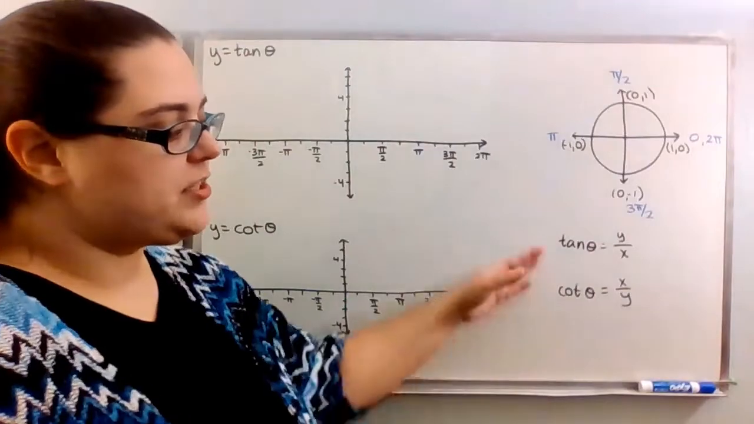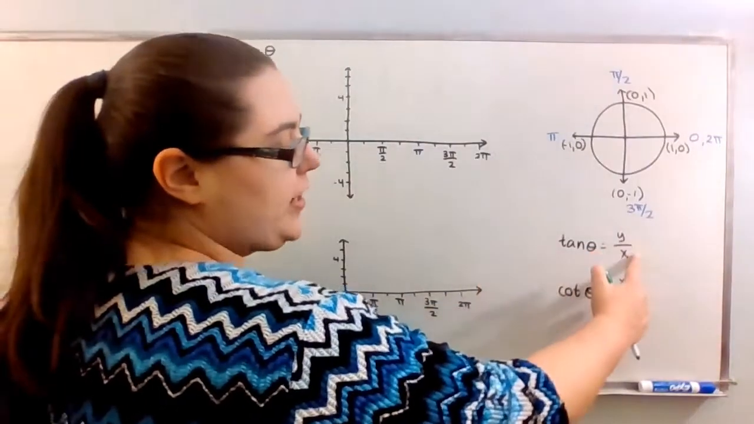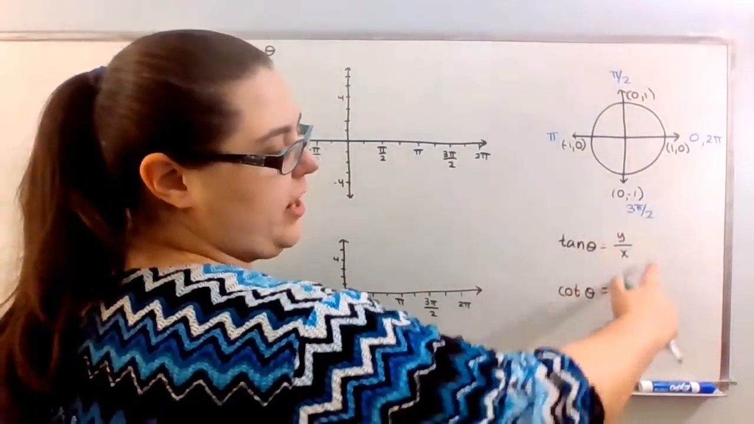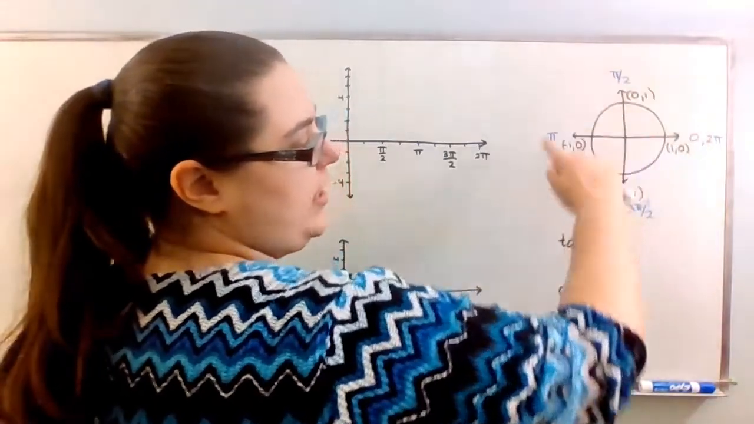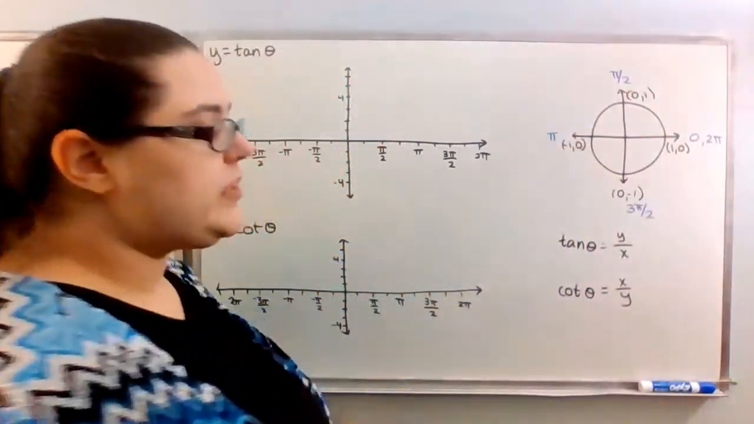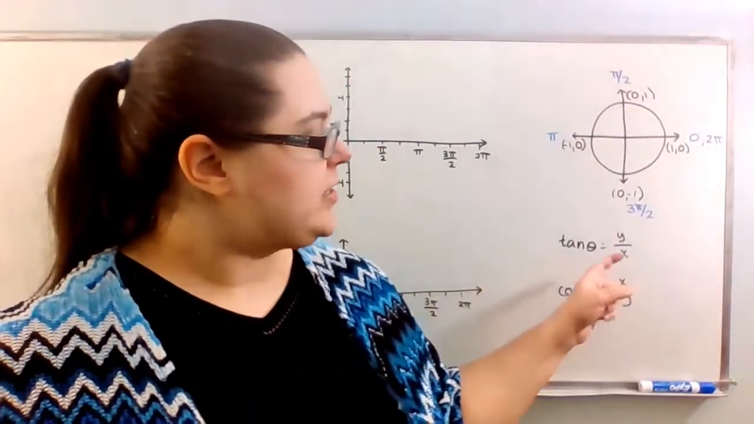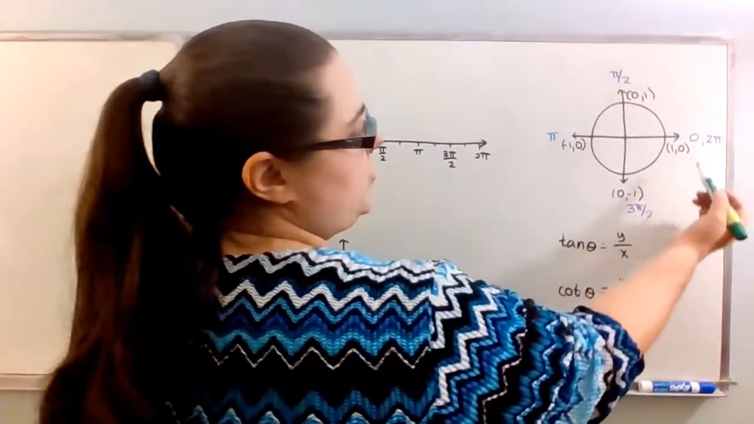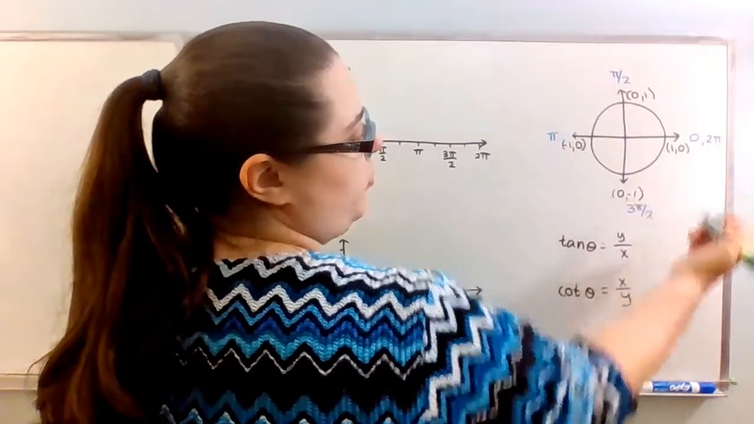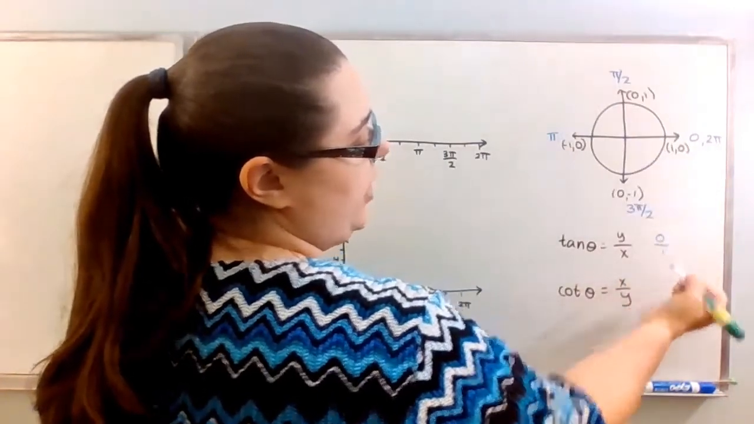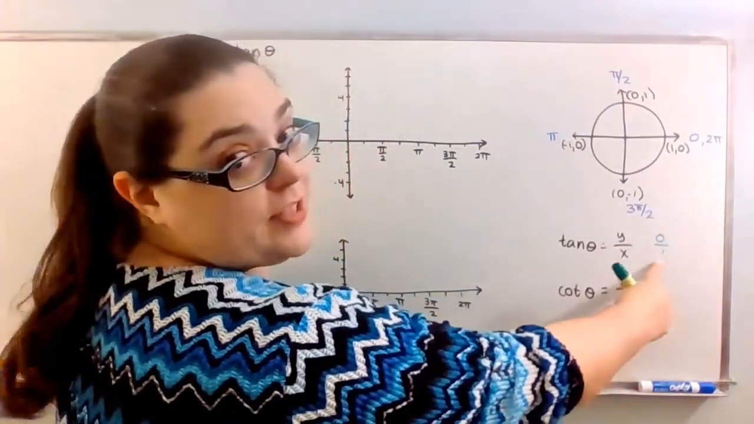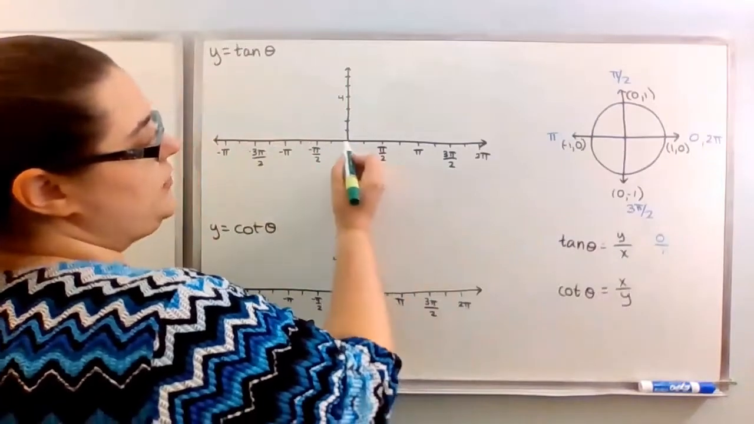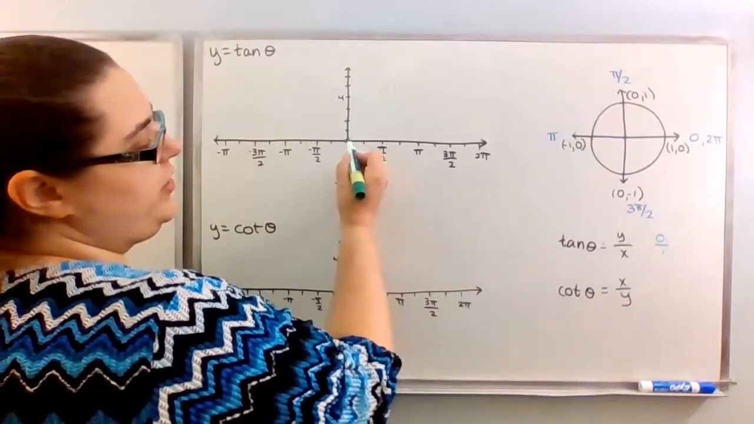For tangent, it's going to be y over x. So this is the ratio that we're going to be graphing in terms of these angles here. If I look at tangent of 0, that's going to be 0 over 1, because that's our y value over our x value, and that gives us 0. So at an angle of 0, the tangent value will be 0.